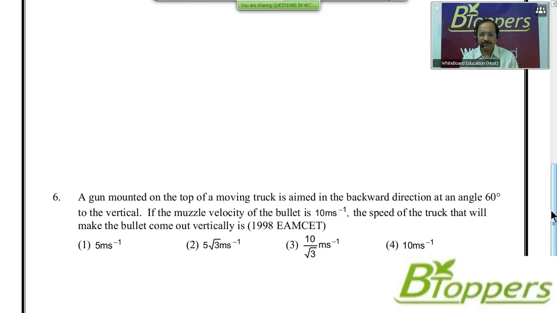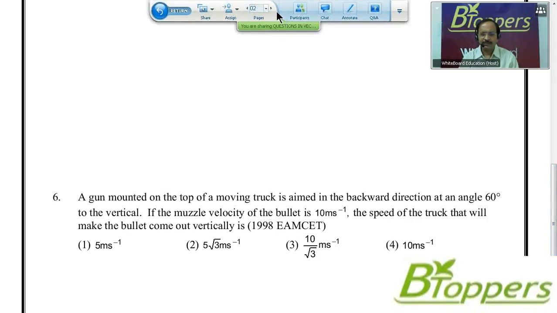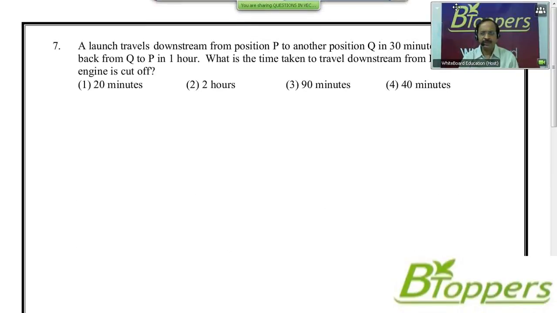A problem of the same model was given in one of the previous MCET examinations, which is mentioned in the brackets, in the medical entrance. Those who need more time to try the question can pause and try the problem. Come on, look at the next question. Question number 7.